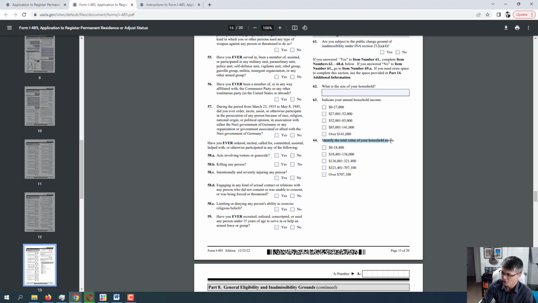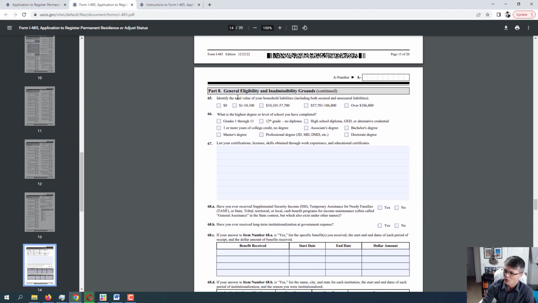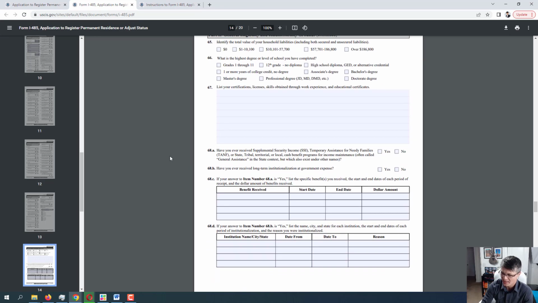Identify the total value of your household assets. Assets would be your house, your car, whatever you consider an asset, from things like furniture, electronics, basically all your belongings, right? All of that combined, approximately how much it is. Okay, so you'll answer here. General eligibility and inadmissibility grounds, we're still going further. Identify the total value of your household liabilities. What is the highest degree or level of school you have completed? List your certifications, licenses, skills obtained through work experience and educational certificates.